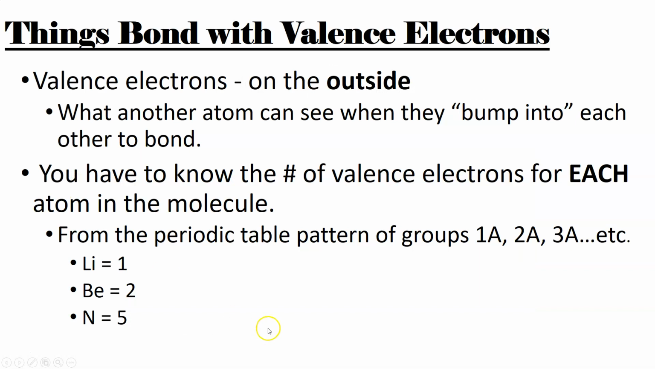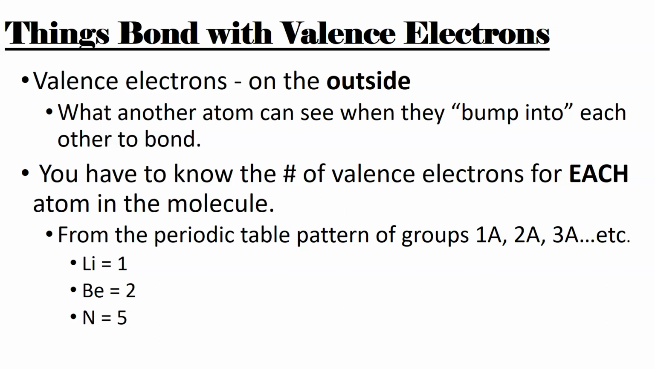When we draw these structures, it's important to know that we're only going to be drawing the valence electrons. Remember, the valence electrons are the ones on the outside in that highest energy level. And so the reason those are the ones we're going to draw is because they're the ones on the outside that are available for bonding. When you have an atom bump into another atom, the bond that will form will be on the outside of the molecule, and so those valence electrons are the ones being utilized.